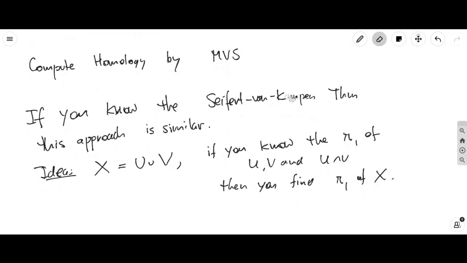Now, the Seifert-van Kampen theorem is specifically for pi 1. But when we use the Mayer-Vietoris sequence, we will be able to calculate this not just for H1, but for any H, so for Hn. So if you know the nth homology of the two individual open sets and how they intersect, then you can piece that information together. You can glue it together to recover the homology of X.